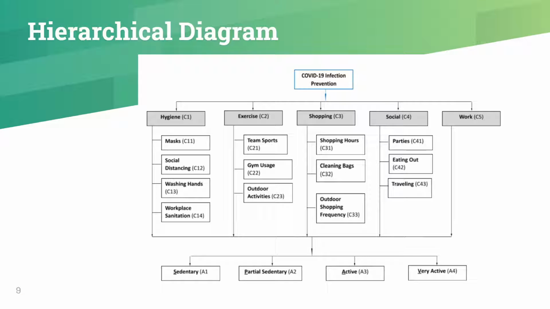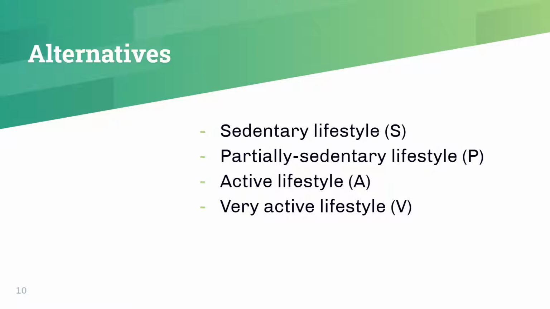Lastly, on the third level, we have our alternatives. Note the notation C11, C12, etc. for the sub and main criteria, as this will be used in some of the later slides. So to begin, we will talk about the several alternatives used first.